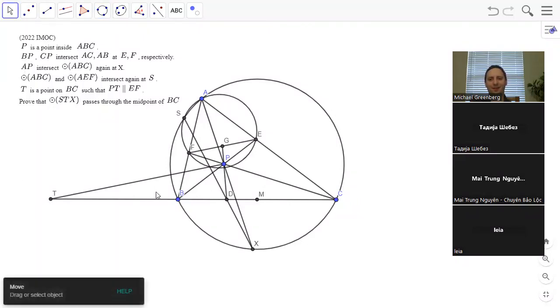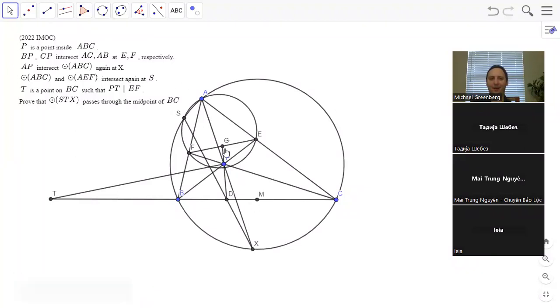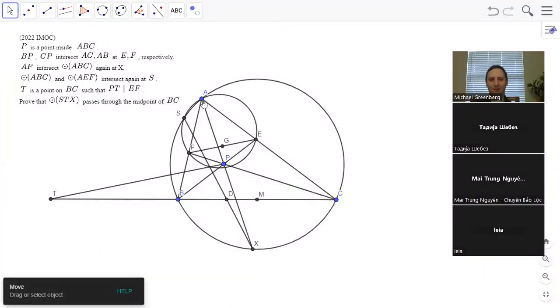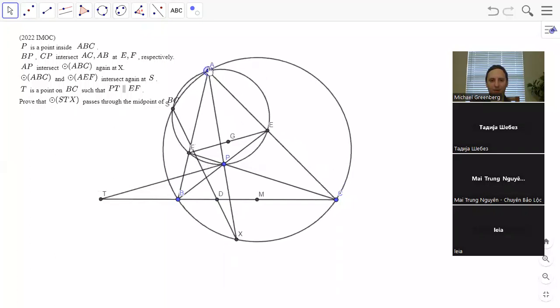I like it. I knew there had to be some harmonic thing where you use the midpoint like that. Okay. So we have to show G, P, and D are collinear.